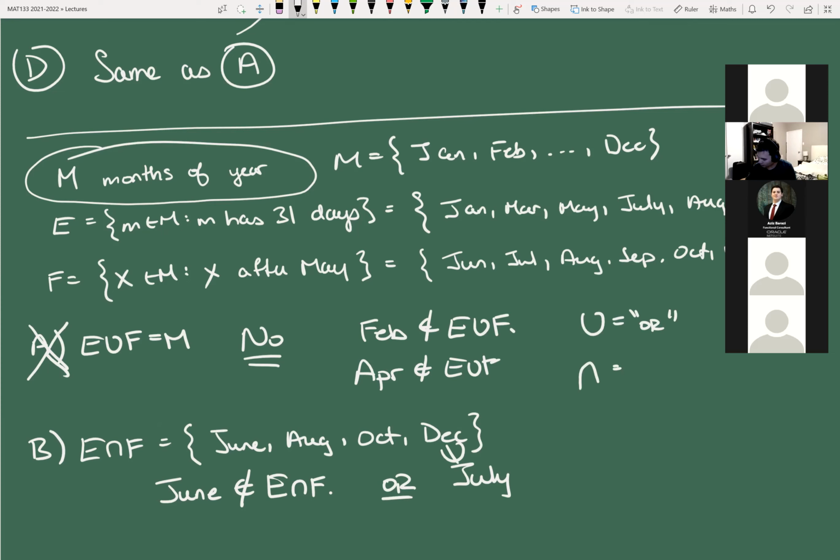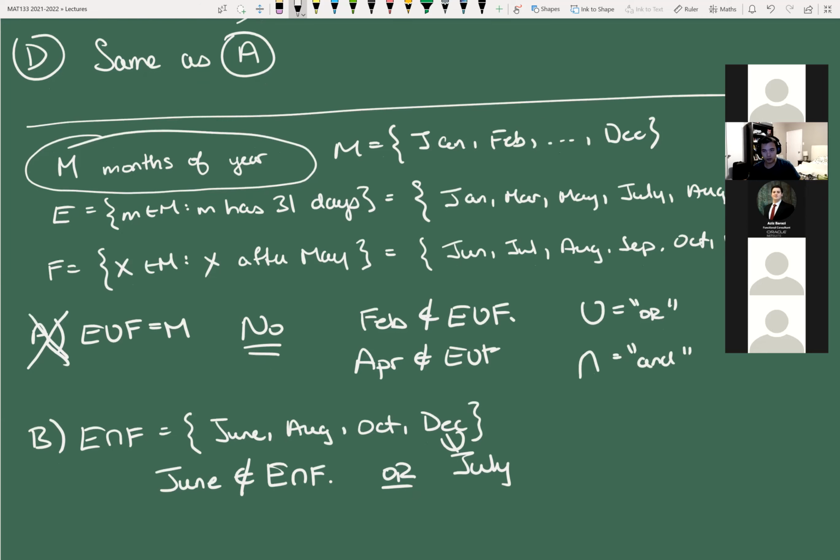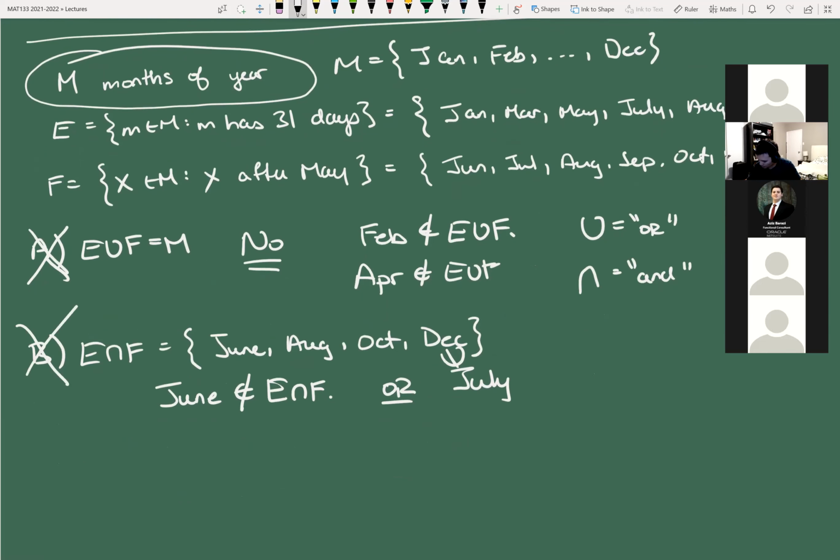And that the intersection is the same thing as saying the word and? Does everyone know what I mean by that? Is everyone okay? Okay. So yeah, those are nice things to keep in mind, right? The intersection is the same thing as saying and, and the union is the same thing as saying or. Okay, so B is not correct either.